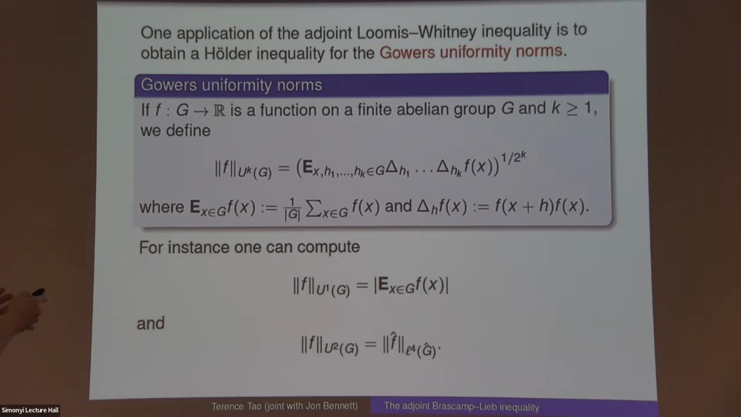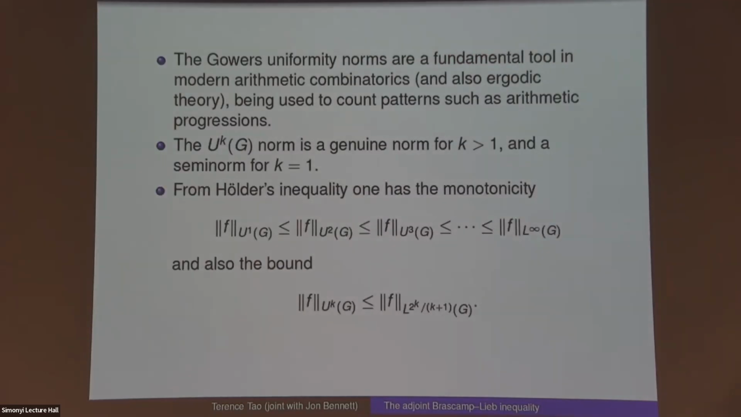If you apply it to the indicator function of a set, this norm is basically counting how many k-dimensional parallelepipeds you can find inside the set. So it has a combinatorial interpretation. Now it's related to shifts. These are not Holder type. These are not LP norms, but they're related to LP norms.